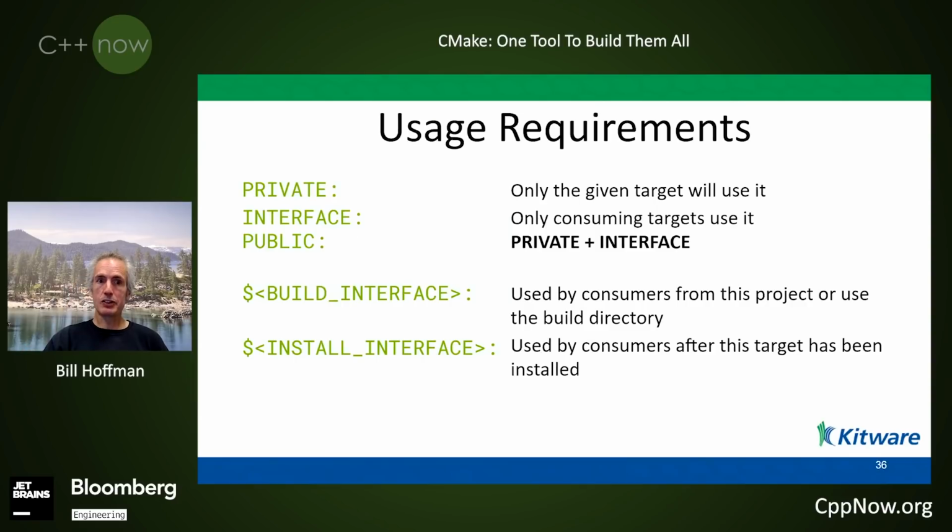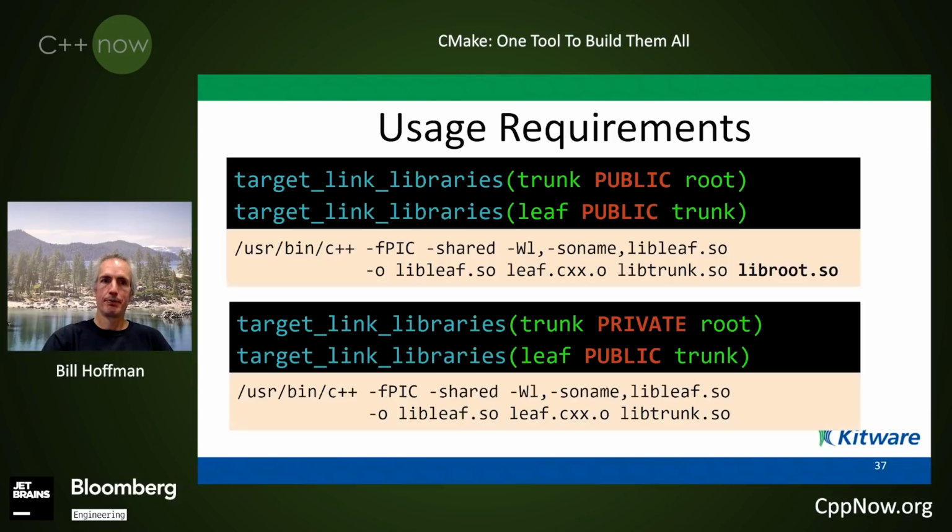With usage requirements, you can have private ones, which are only used when the target is being built. The interface ones are only used by consuming targets. The build interface is used by consumers of the project inside the build directory, basically. Or you can have the install interface, which is used by consumers after the target has been built and installed.